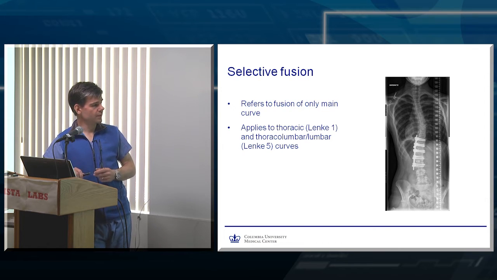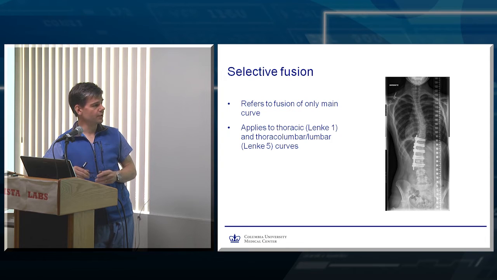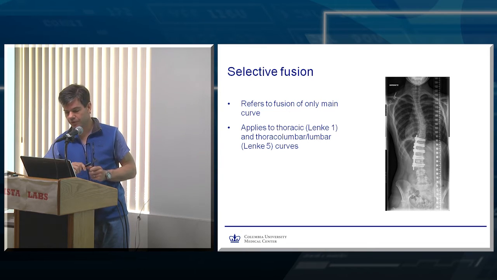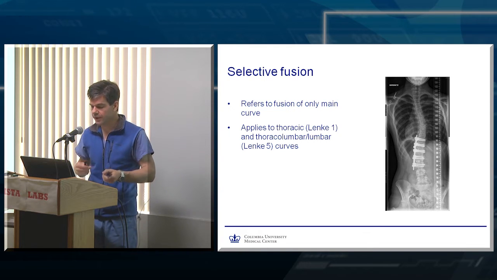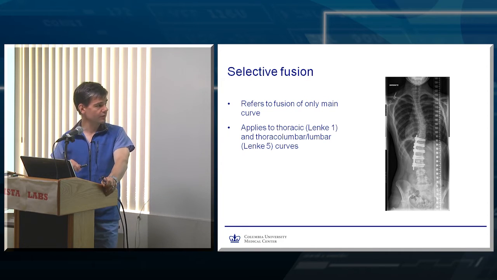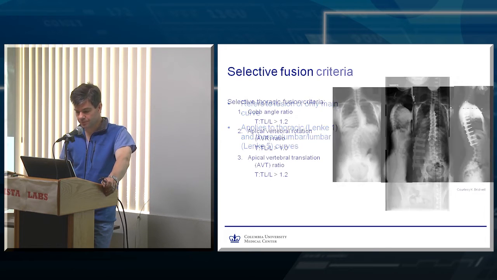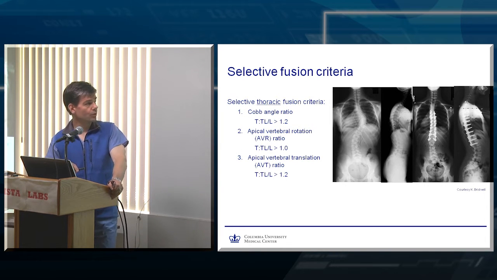The goal, as we talked about yesterday, or one goal with picking levels, is to keep the fusion as short as possible. So we talk about a selective fusion, and if you read through the literature, that's often a debate: when can you and when can you not do a selective fusion? And that refers really to fusion of just one curve, and so therefore the key is identifying a curve as either a Lenke 1 or a Lenke 5. So a main thoracic or the thoracolumbar curve. Those are the situations where a selective fusion is or may be appropriate.